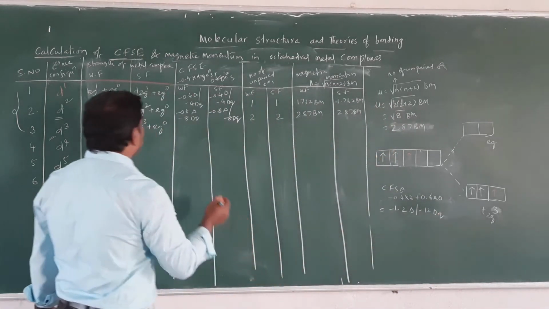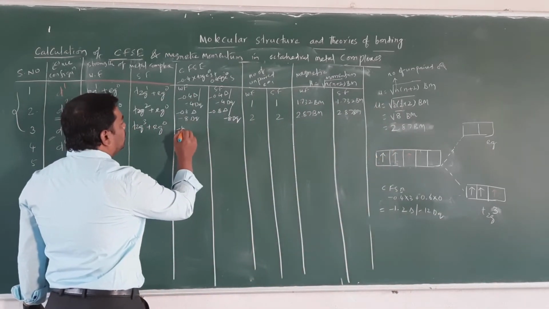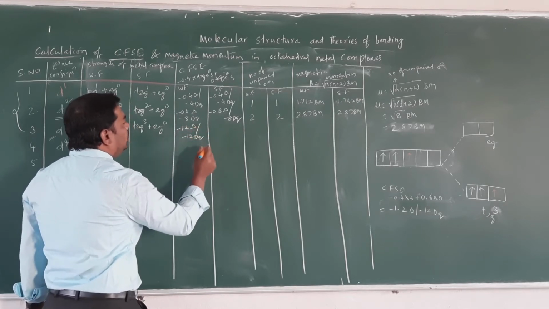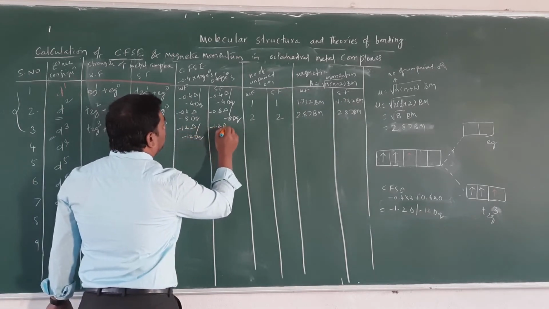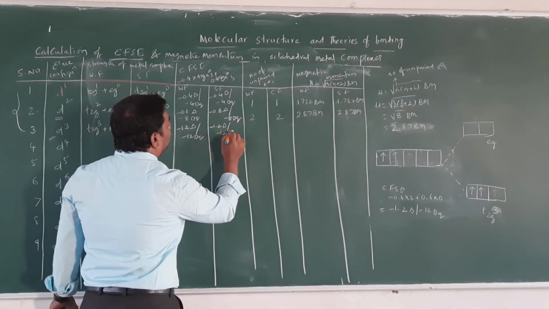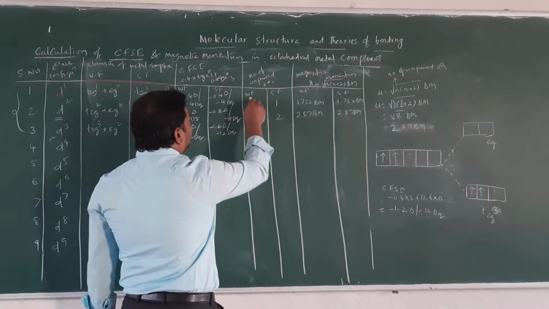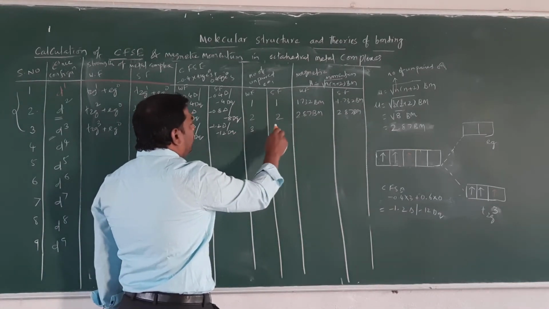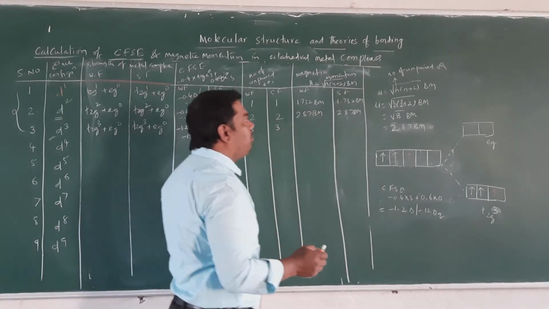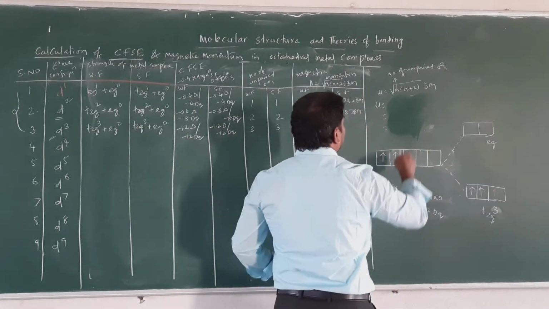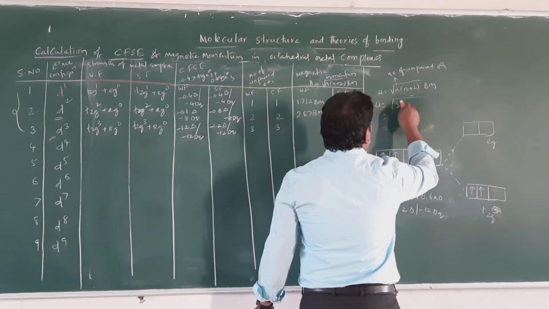Clear? What is the CFSE value, student? Minus 1.2 delta or minus 12 dq. Here also minus 1.2 delta or minus 12 dq. Here the number of unpaired electrons is 3. Here also the number of unpaired electrons is 3. So therefore the number of unpaired electrons here is 3.